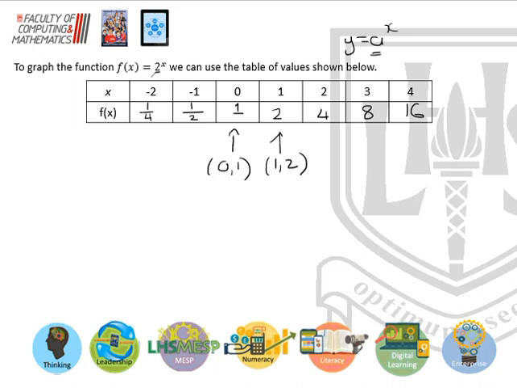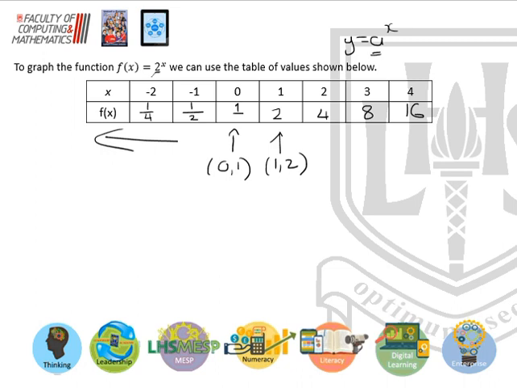The other thing to notice is as you go further and further down the way, you're going to a quarter, an 8th, a 16th, a 32nd, a 64th, and so on and so on. You're never ever going to reach 0. As long as a is bigger than 0, you're never ever going to reach 0.